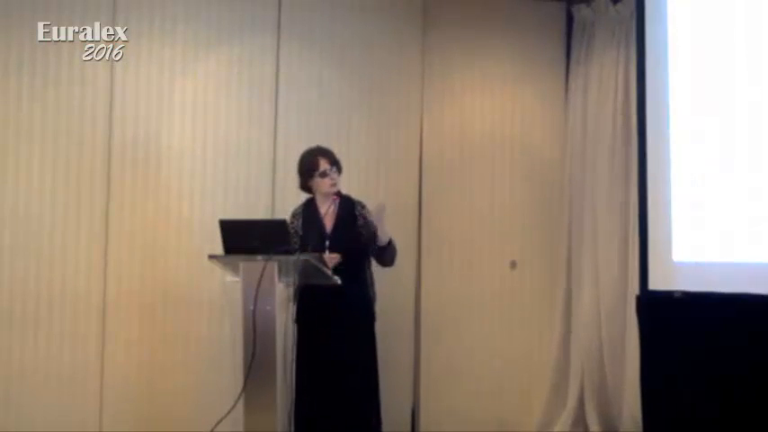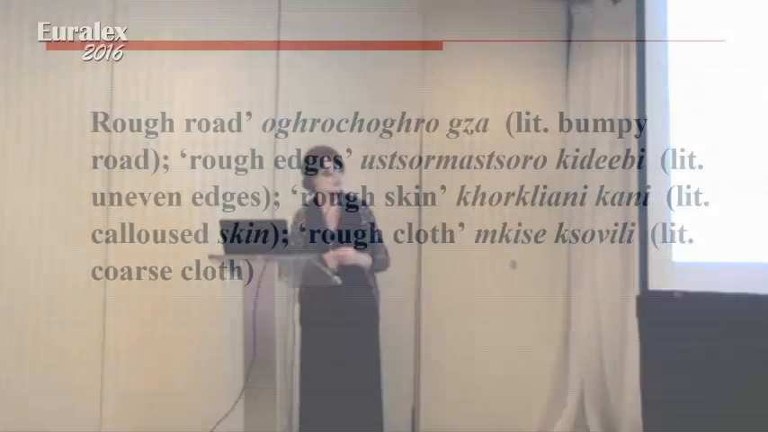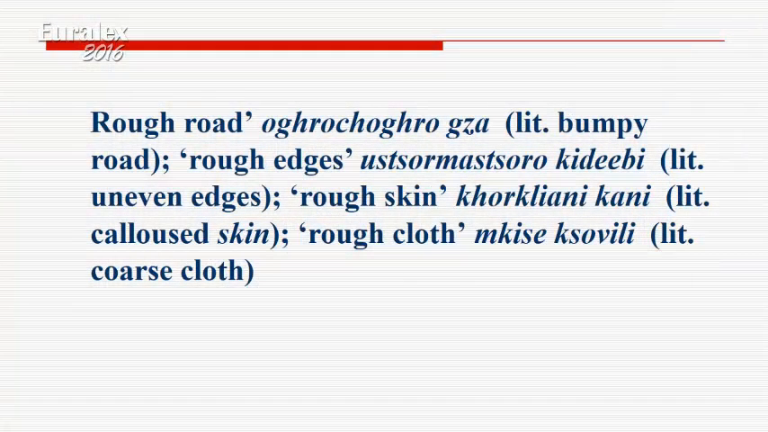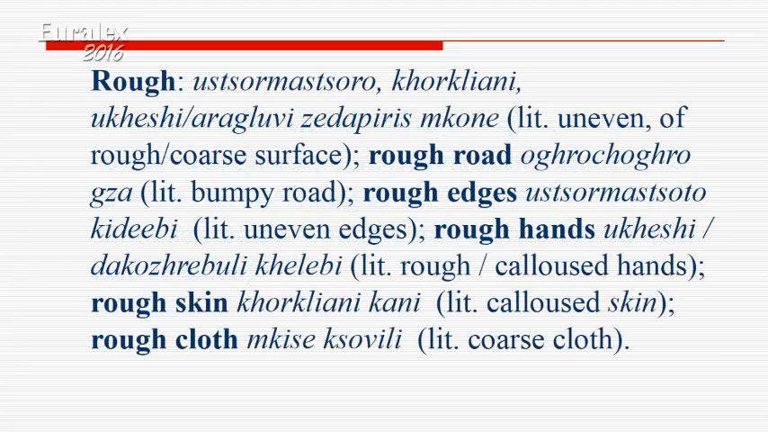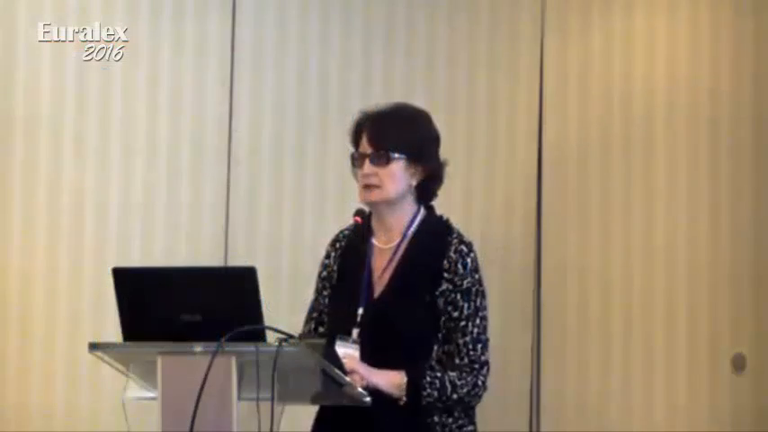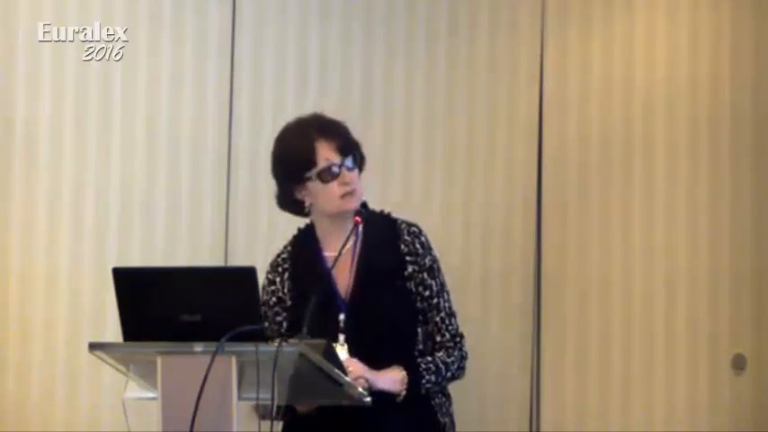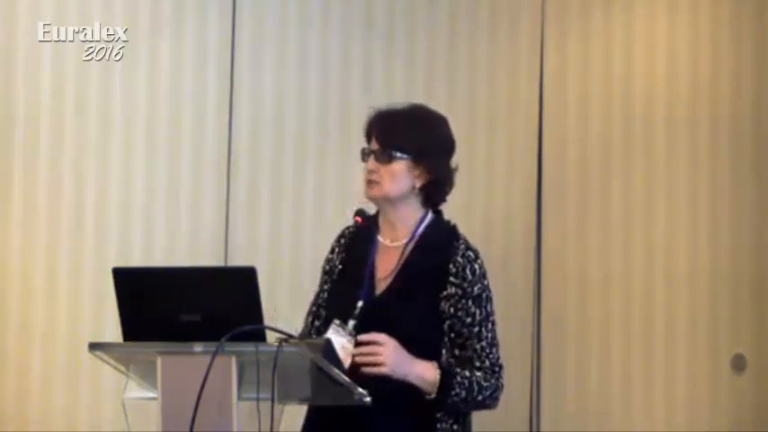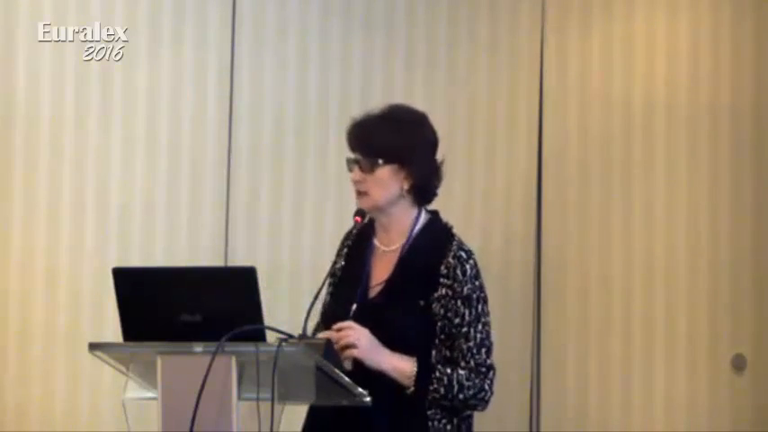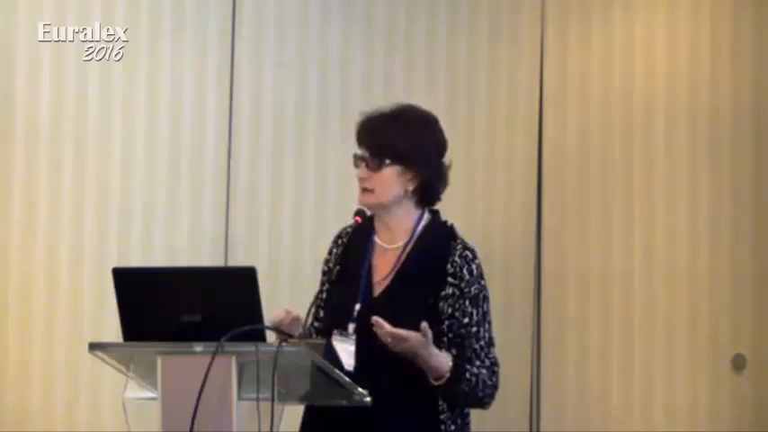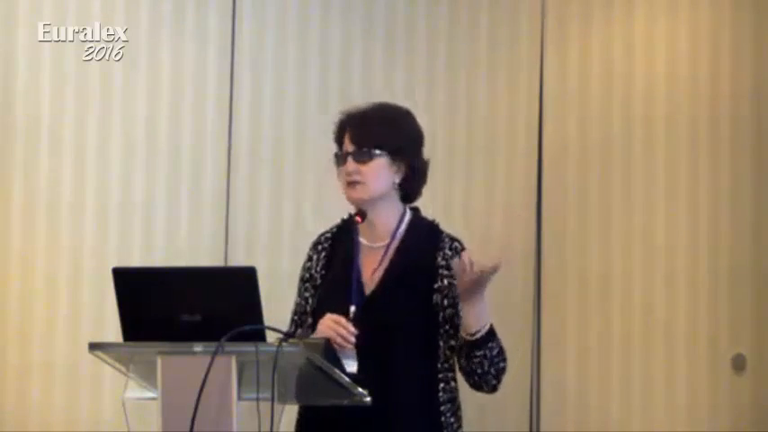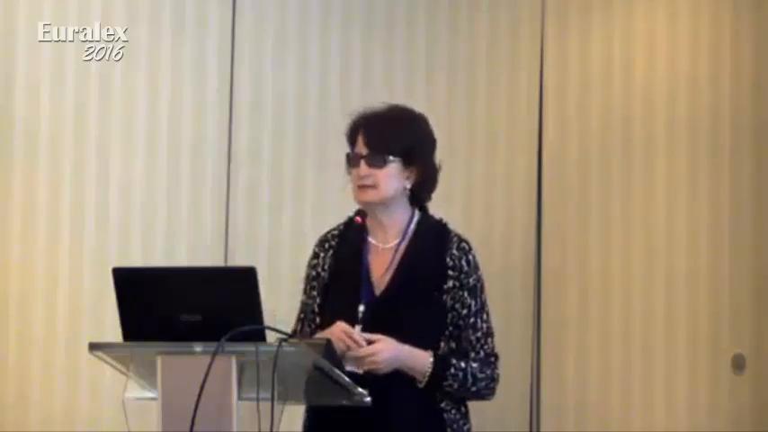So, ogro, chogro, bumpy, ustor, mastoro, uneven, calloused, coarse, they are contextual equivalents of rough in Georgian. And they provide good translation in different contexts. But what is the equivalent of English rough? This is to be created artificially as a surrogate equivalent, in the terminology of Hartmann and James. And we developed different techniques for creating this so-called equivalent of meaning. This is described at length in our paper, but sometimes this was a small definition-type surrogate equivalent.